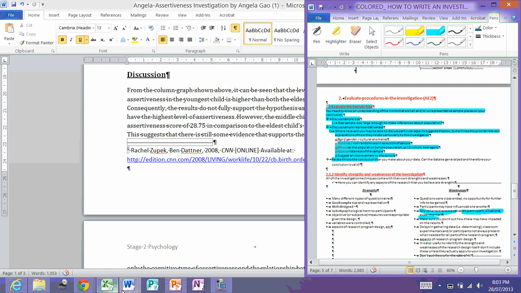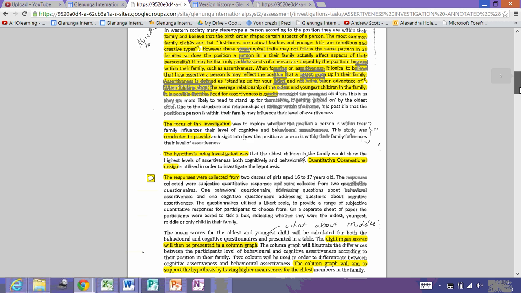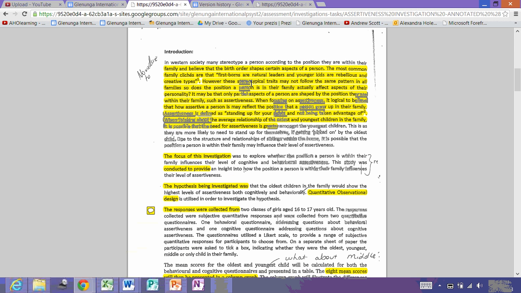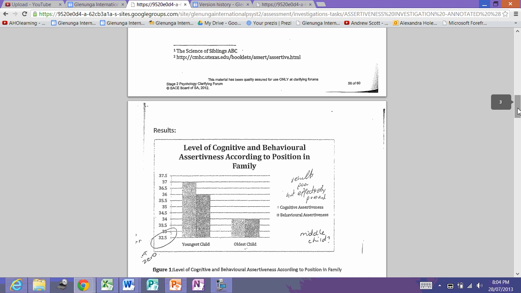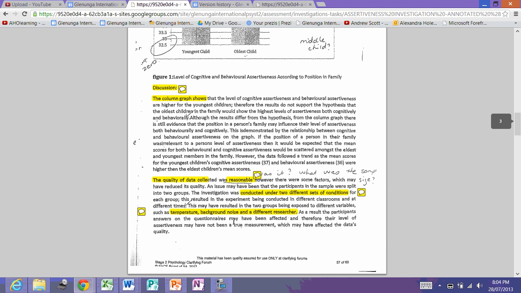So I'm going back to this one. Again, listen to this. Let's break it down. Wow factor. Focus. Hypothesis. How the data were collected. How the data will be used. Okay? Let's go back. Results. Discussion. A lot of discussion. Quality of the data, investigation conducted, different sets of conditions, temperature, all these are the weaknesses and the problems, what things should change. This is what things should change next time.